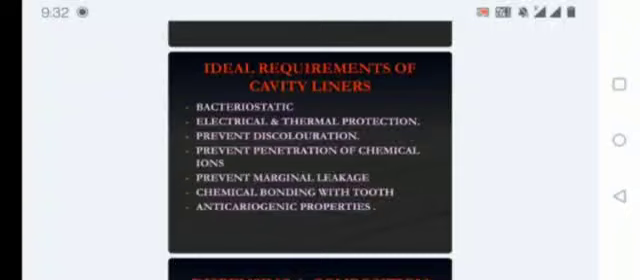It should be bacteriostatic, it should have electrical and thermal protection, prevent discoloration, prevent penetration of chemical ions that are present in the restorative materials, prevent microleakage, it should have good chemical bonding with the tooth structure, and it should have anticariogenic properties. These are the ideal requirements of a cavity liner.